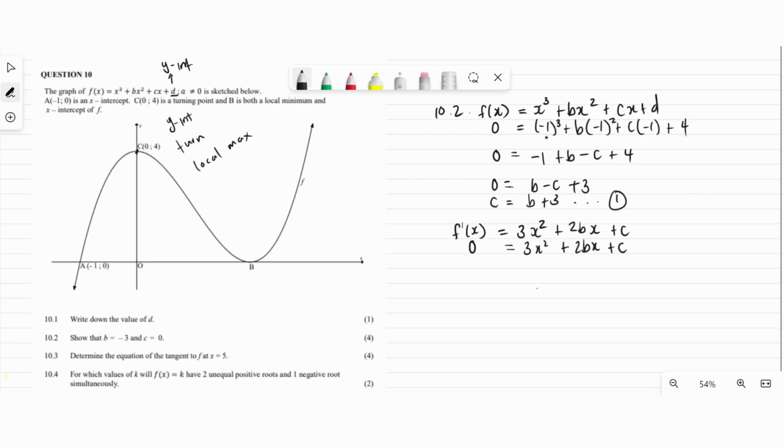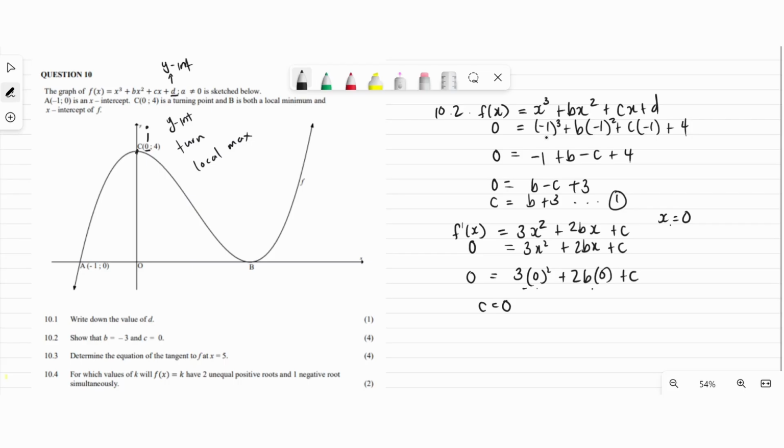So we already know one point from this when we factorize. We know that from the turning point, the x value is 0, which is one of the factors here. So we're going to substitute this x equals 0 coming from the turning point. So let's do that. 0 is equal to 3 open bracket 0 squared plus 2b times 0 plus c. So this is going to be 0 and this is going to be 0. Therefore c is going to be equal to 0.